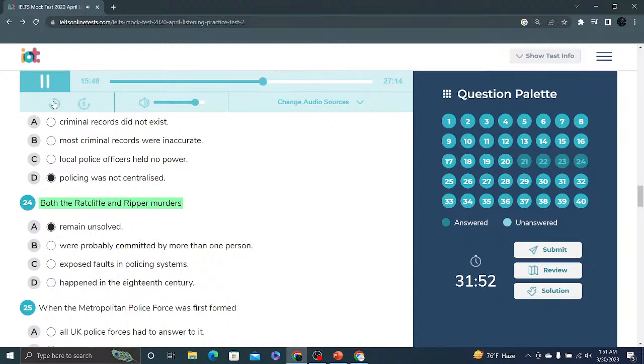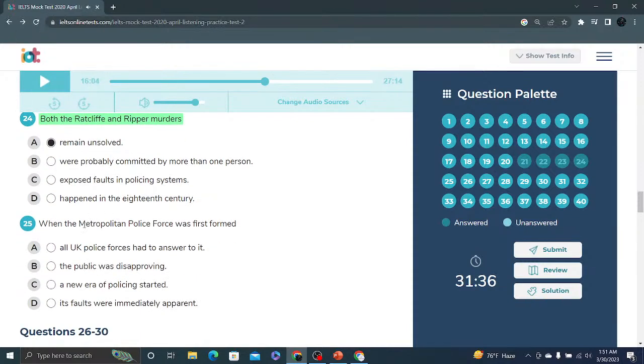So the Metropolitan Force was founded over half a century before the infamous Jack the Ripper murders. Yes, however, in spite of the force's best efforts, the Ripper remained at large. Many suspects were put forward, though.